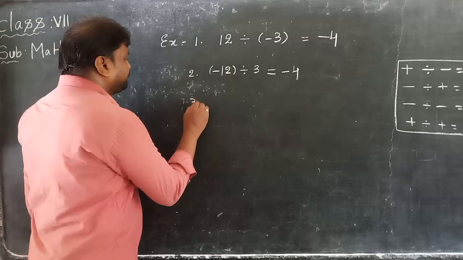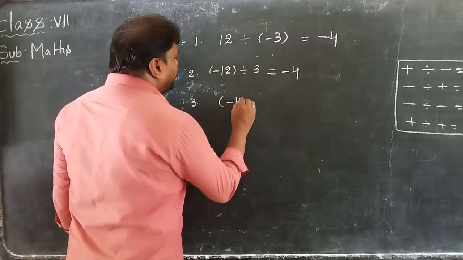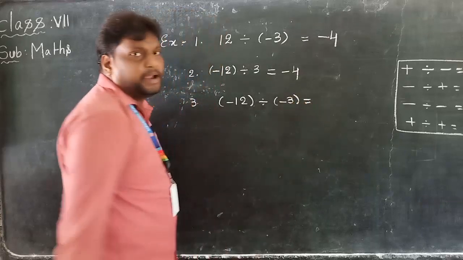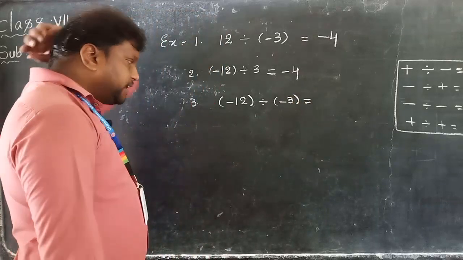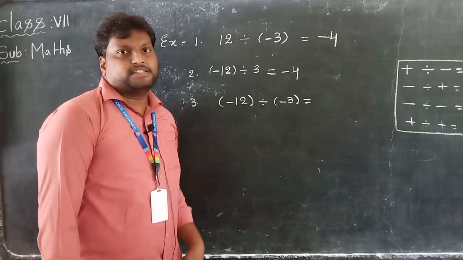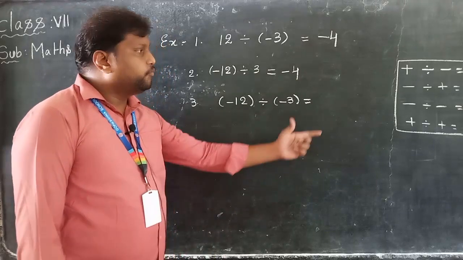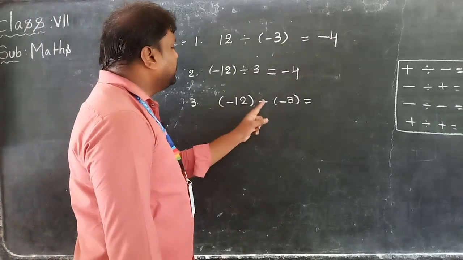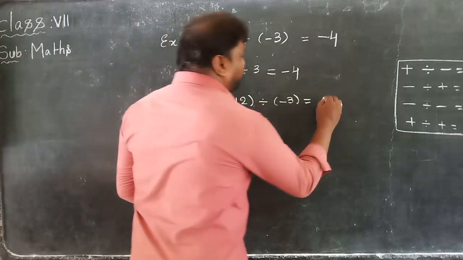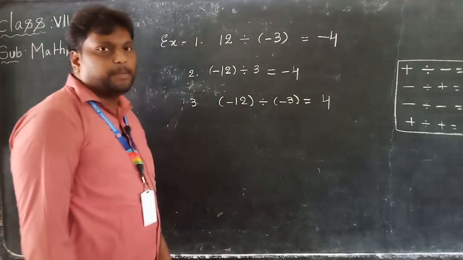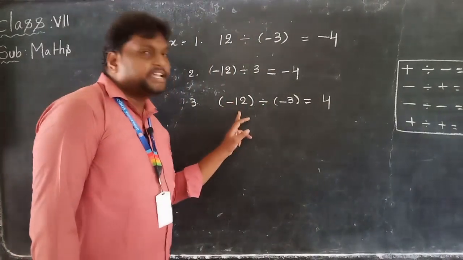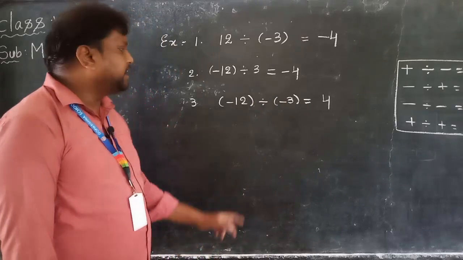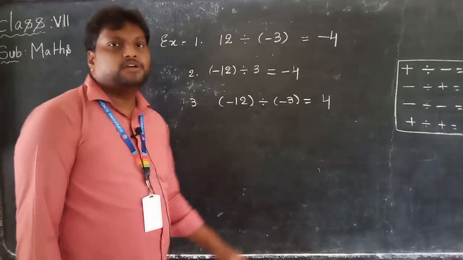Third case, minus 12 divided by minus 3. See here, the ratio between two negative numbers. We know already the ratio between two negative numbers is a positive number, and 12 divided by 3 is nothing but 4, which is positive. Why? Because here 12 is a negative number and 3 is a negative number. Minus into minus is plus, like that. Minus divided by minus is also plus.